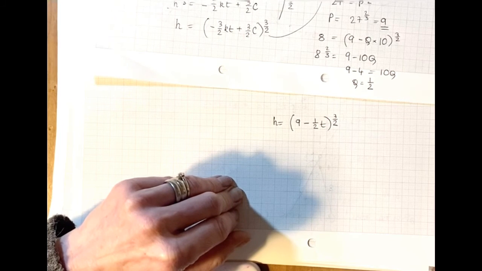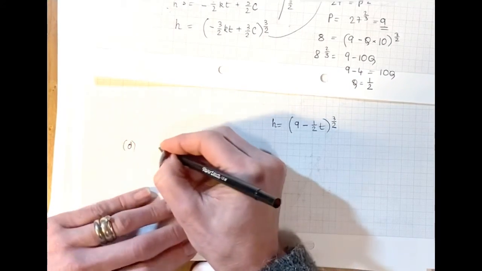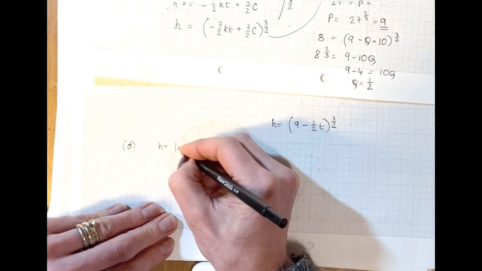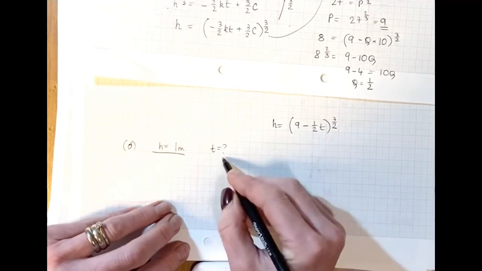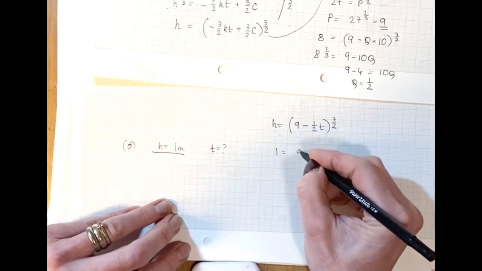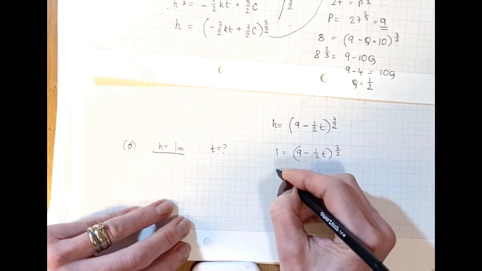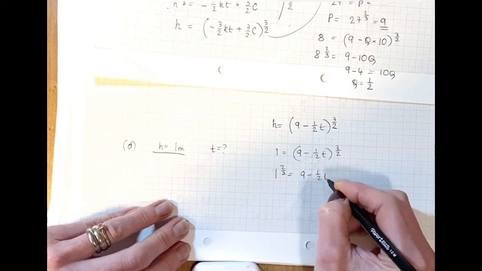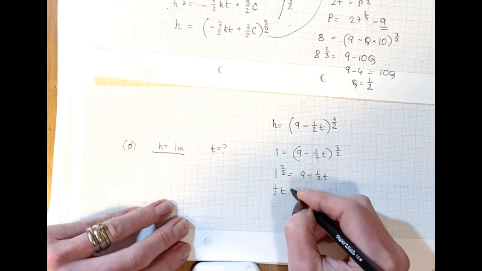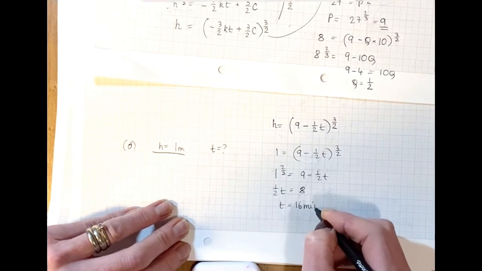So finally, find the time in minutes when the water is at a depth of 1 meter. So for part D, when h is equal to 1 meter, what is the time that this will happen at? So replace h with 1: 9 minus 1/2 of t to the power of 3 over 2. So 1 to the power of 2/3 is equal to 9 minus 1/2 of t. So 1/2 of t is equal to 8. So t is 16 minutes.